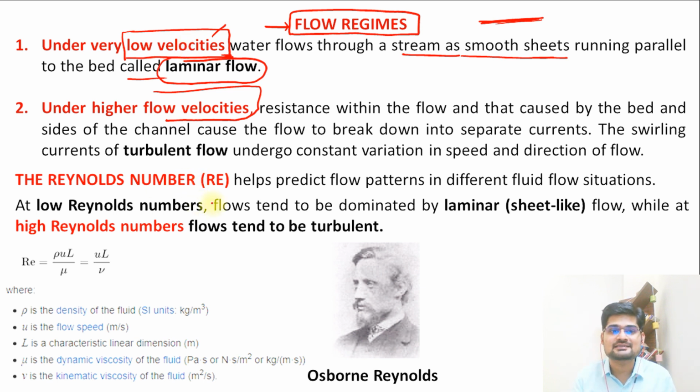And when it is fast, the word itself is turbulent. It has turbulence in it, with constant variation in the speed and direction of the flow. That's why it is called turbulent flow. So remember, turbulent flow and laminar flow are the two kinds of flows involved in terms of the velocities of various kinds of streams.